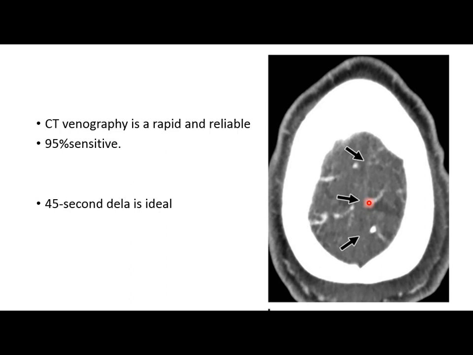And the ideal thing that we do is a 45 second delay scan in the venography. This 45 second delay is very good to see this filling defect because the other veins will be filled, and the defect will be obvious and seen properly.